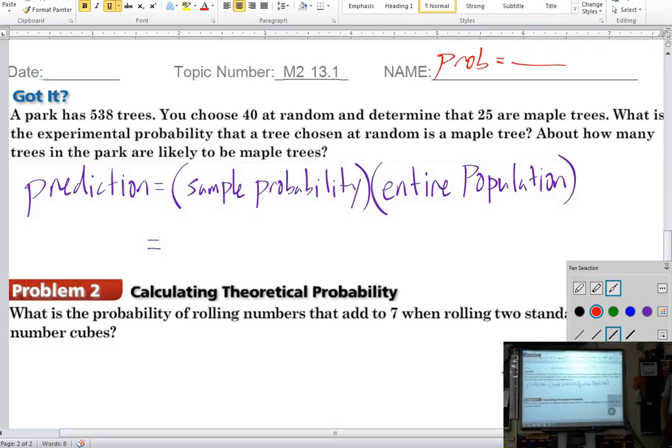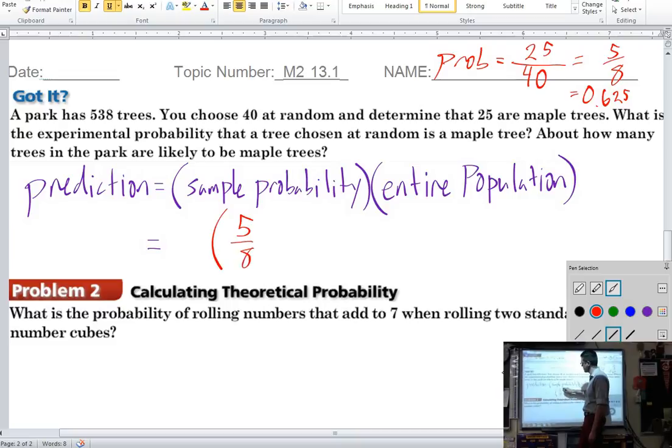So when you look at finding your probability from that sample, what data did we have from our sample? 25 over 40. Yeah, so we have 25 over 40. I can either leave it a fraction if it's easily reducible, or you can make it a decimal if you want. I see these can both divide by 5, so I could get 5/8. If you remember your decimal rules, that would actually be 0.625, because every eighth is 125. So that is our sample probability, and we might as well just use the fraction because it's easy enough to work with. That's our sample probability times our entire population in the park.